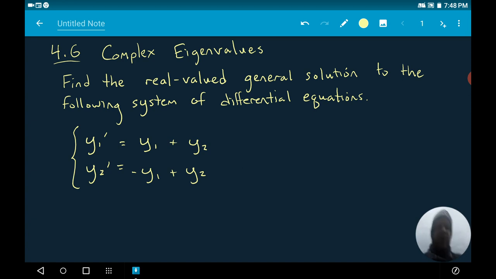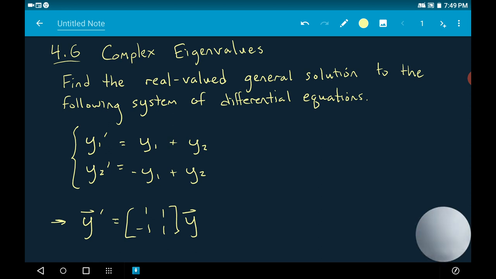So we have a system of differential equations here, and we're going to end up with complex eigenvalues when we convert this into matrix vector form. So I'm going to do the same thing that I did in the previous section, or in the 4.4 section, where I convert this into some vectors and matrices. Just one matrix, really. Looks like that. There we go.